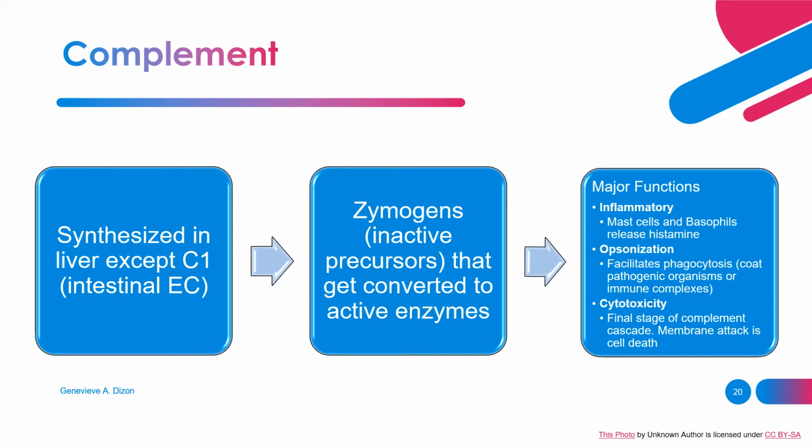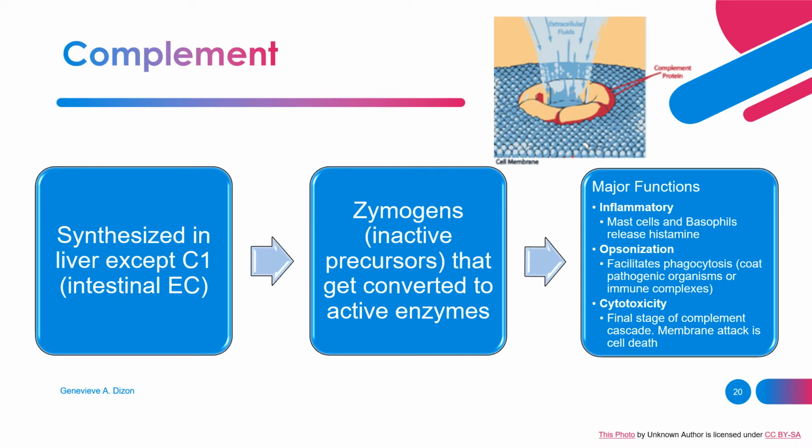For inflammatory, the activation of the complement will cause the release of histamine by the mast cells and the basophils, thus stimulating the inflammatory response. For opsonization, the complement facilitates phagocytosis by coating the pathogenic organisms or immune complexes. This opsonization makes the pathogenic organism more attractive or easily eaten by our phagocytes. For cytotoxicity, this is the final stage of the complement cascade, where the membrane of the pathogen is attacked, therefore leading to cell death and cell lysis.